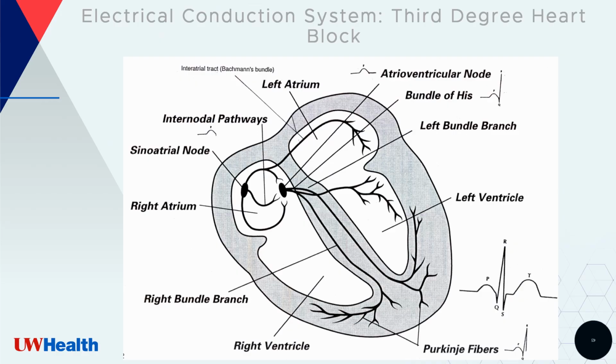In normal conduction, as we've reviewed, the SA node speaks to the AV node, and then that travels through the Purkinje fibers to conduct electricity. In third-degree heart block, however, there is a blockade here. The SA node does its thing, the ventricles do their thing, but they are not coordinated at all.